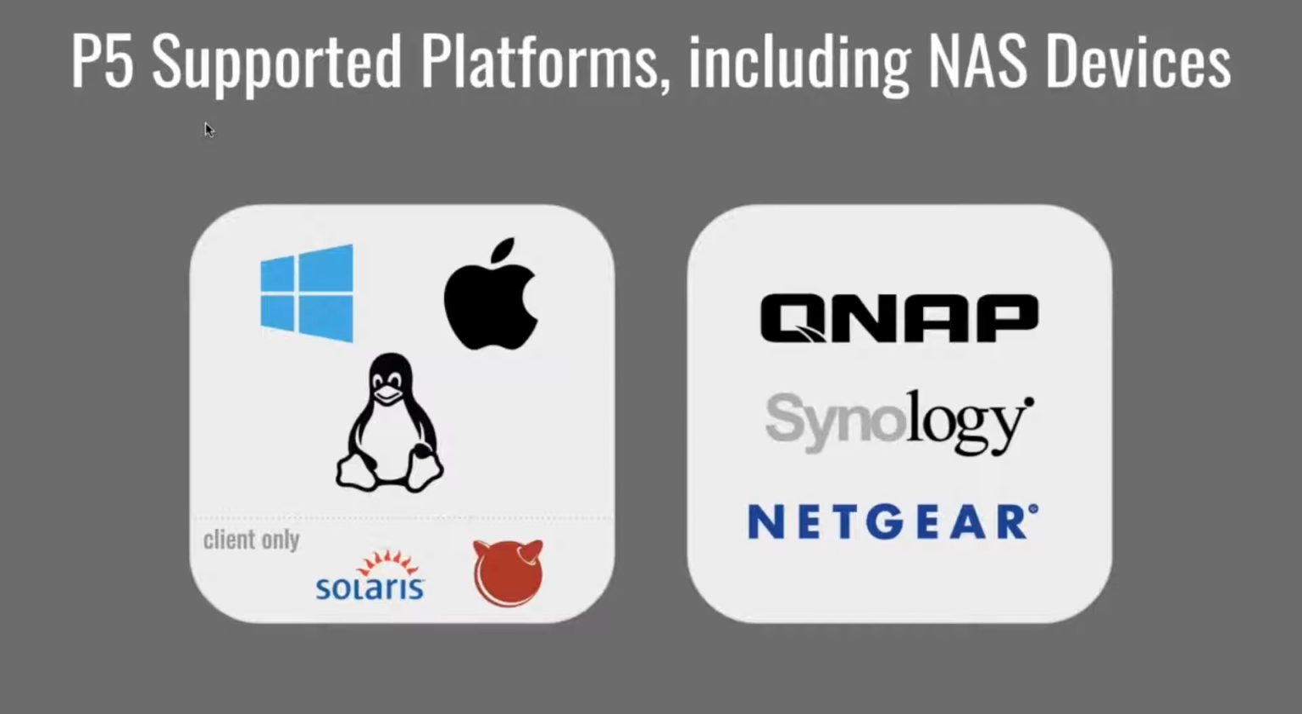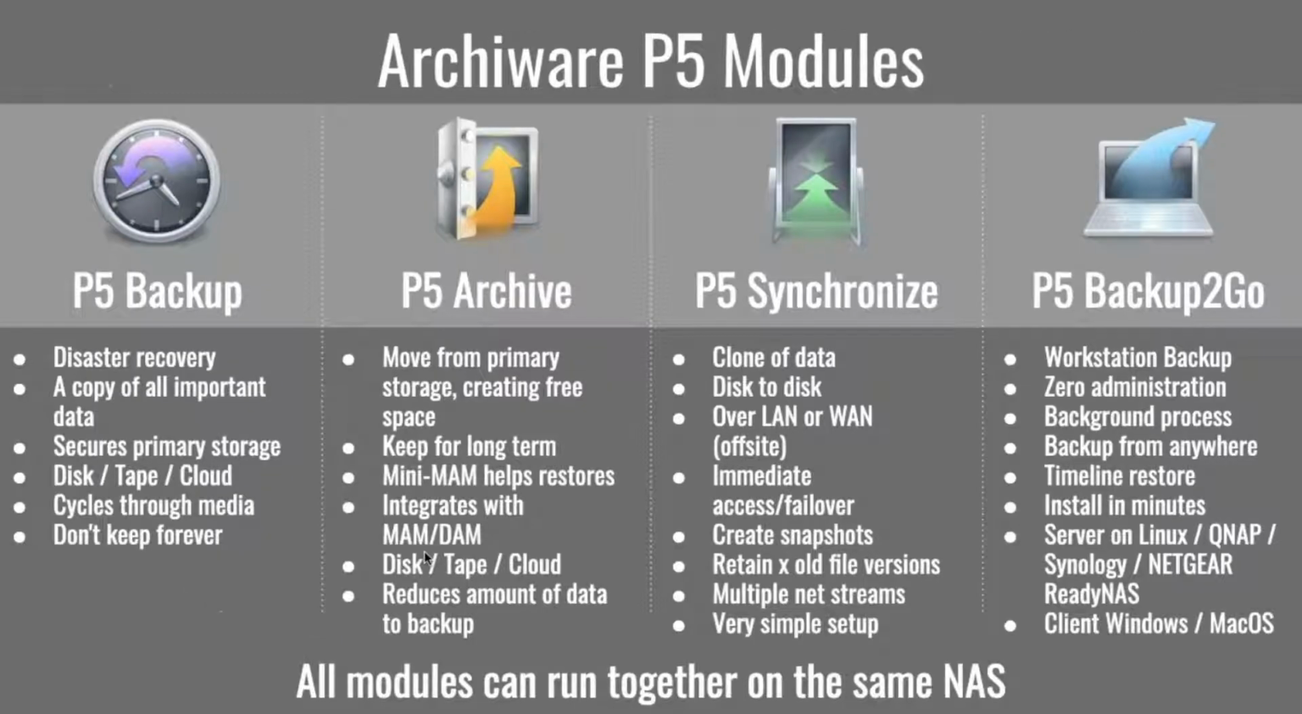So just to run through the platforms that P5 does run on, on the left-hand side, we've got our traditional platforms, Windows, Mac OS and Linux. So we can run on any kind of hardware that will run those operating systems. And the Solaris and FreeBSD, that's the red icon, those ones have been moved into a client-only mode now because we don't have many people running those as servers.